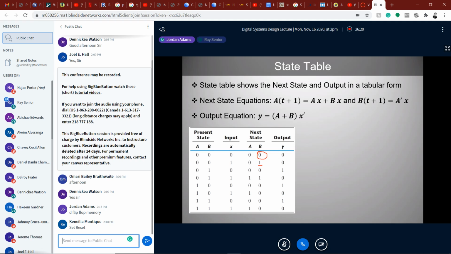But the other value of one under the same B column, the second value of one, which is at the fourth row. I don't see where it coincides with the equation, because it says B is high in the present state and X is high. I don't see where that coincides with not A. It doesn't have to do with B, only A and X.